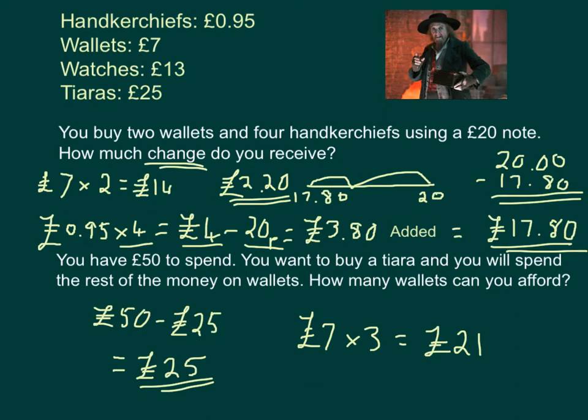And for the second question, the first thing of course you need to do is subtract the cost of the tiara from £50. So actually I know that I've got £25 to spend on wallets. And then my question is, how many 7s in 25? And of course, there are 3. Now, the question asks, how many wallets? So of course, of all the information here, the 3 wallets would be my answer.